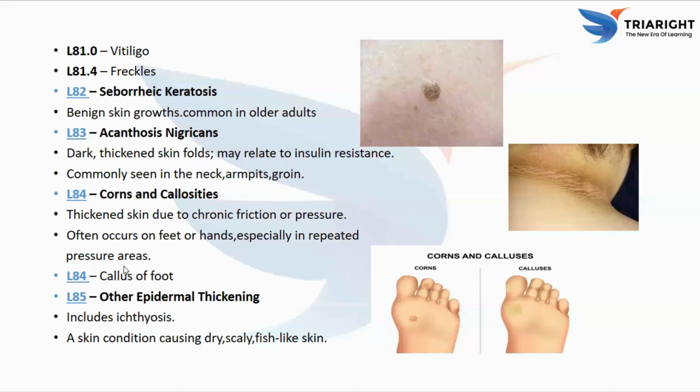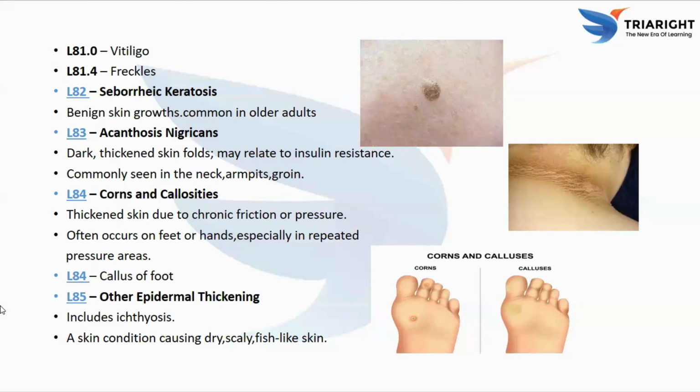Okay. And then L84, it is about corns and callosities. So this is the thickened skin due to repeated pressure or friction. So these are frequently found on feet and hands. So what is the cause? What is the difference between corns and calluses? Corns is friction from pressure points, whereas calluses is a repeated friction. So corns appear as small, circular and hard center, whereas calluses they appear as larger and broader. Corns are usually painful, calluses are usually not painful.